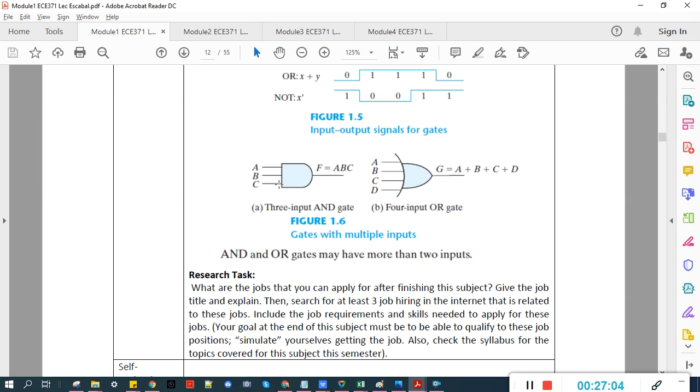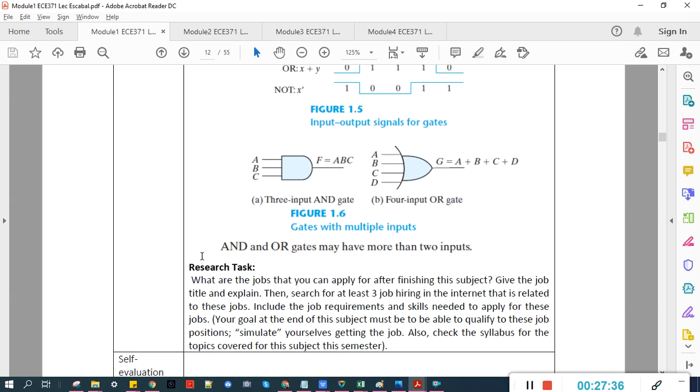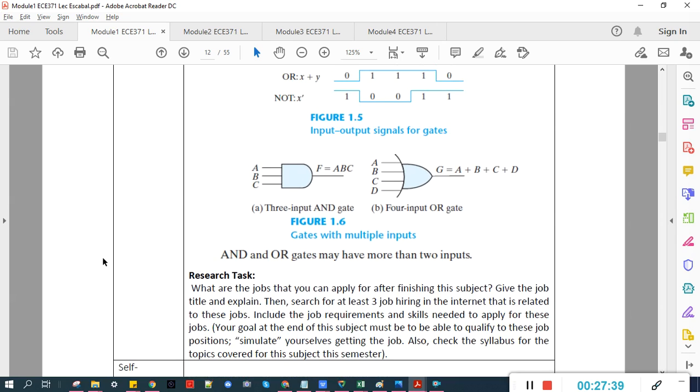Here we have an example of a 3-input AND gate with inputs A, B, C and the output F, which is equal to A, B, C, or A and B and C. Then we have the 4-input OR gate with inputs A, B, C, D and the Boolean equation G is equal to A or B or C or D. Research task, this will be done with the students.